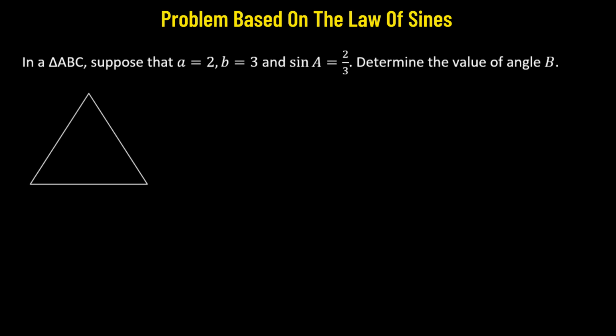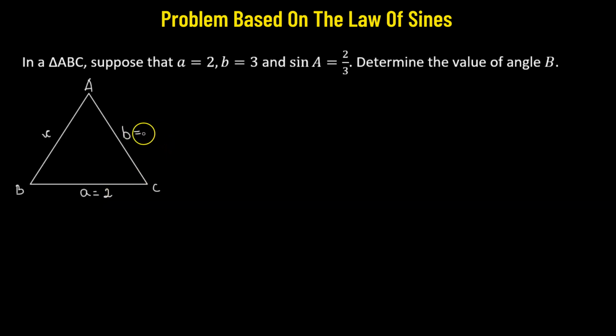In this problem, we are given a triangle ABC. Now, the side opposite to angle A, which is BC, we're going to represent by the letter a in lowercase. Then we have angle B, the side opposite to it, which is AC, is going to be represented by the letter b in lowercase. And the third side, AB, which is the side opposite to angle C, will be represented by the letter c in lowercase.